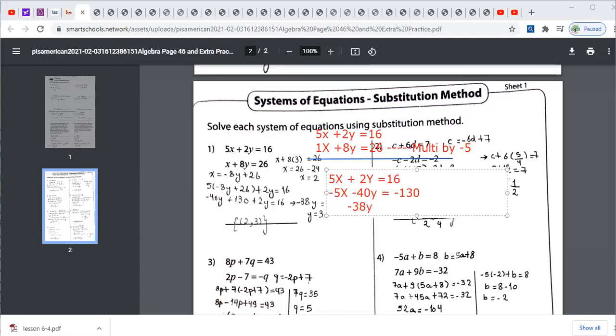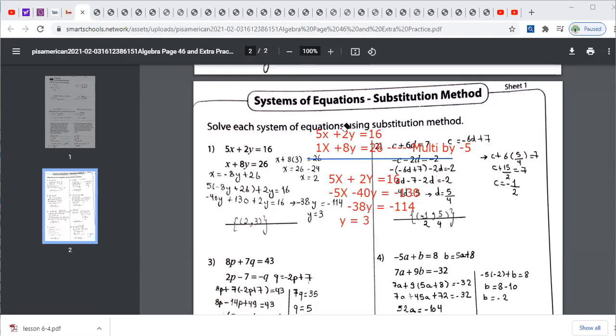It will be equal to 16 minus 130, which is negative 114. We will divide by how many now? Negative 38. So the value of y will be equal to 3. We will take it and go back to replace for the value of x. You will substitute for the value of x, then you will find the value of x.